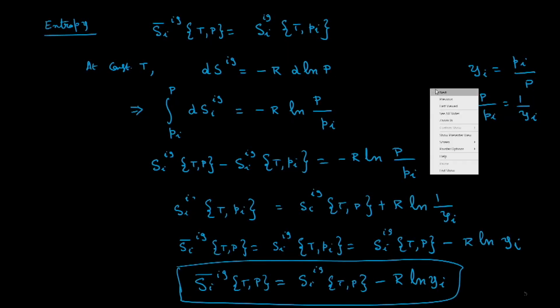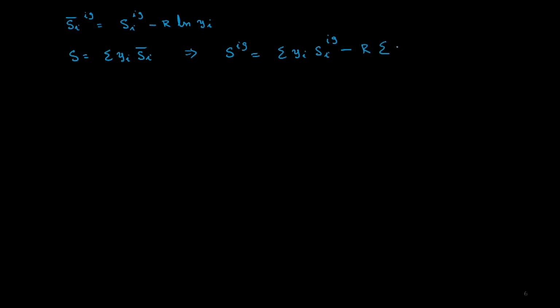Now we can extend this. What we had earlier is Si bar IG is Si IG at T and P minus R ln Yi. Now S is sigma Yi Si bar from the summability relation. What this means is S IG will be sigma Yi Si IG minus R sigma Yi ln Yi.